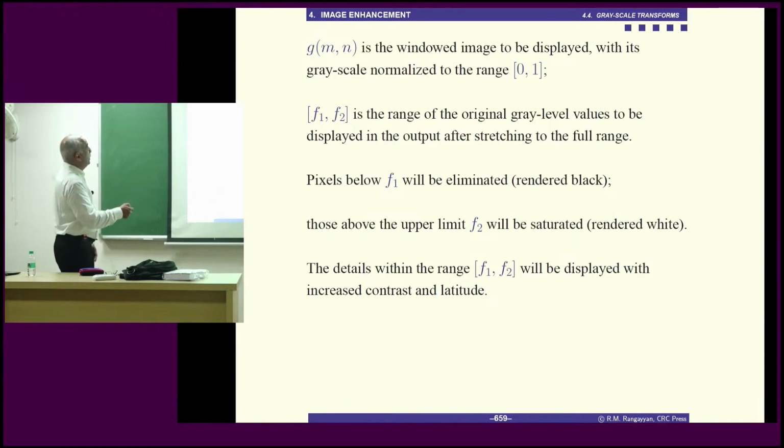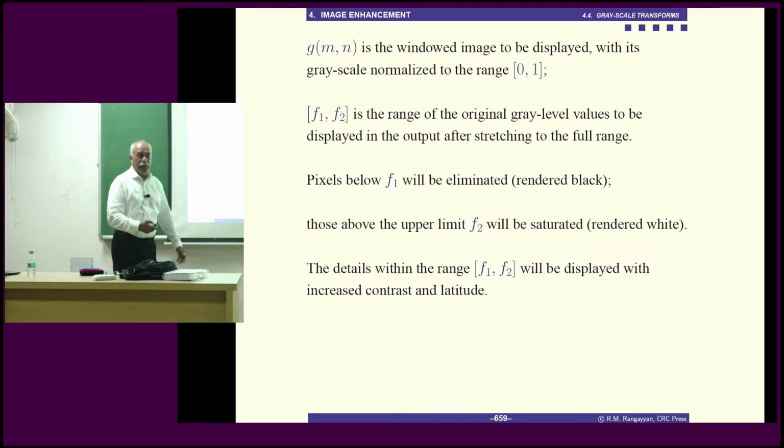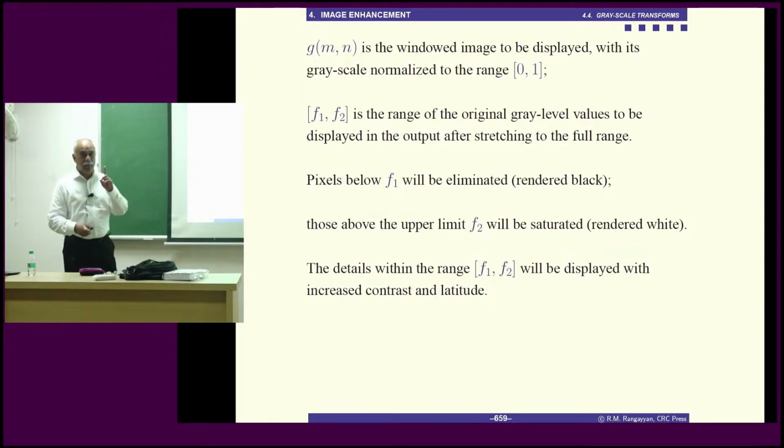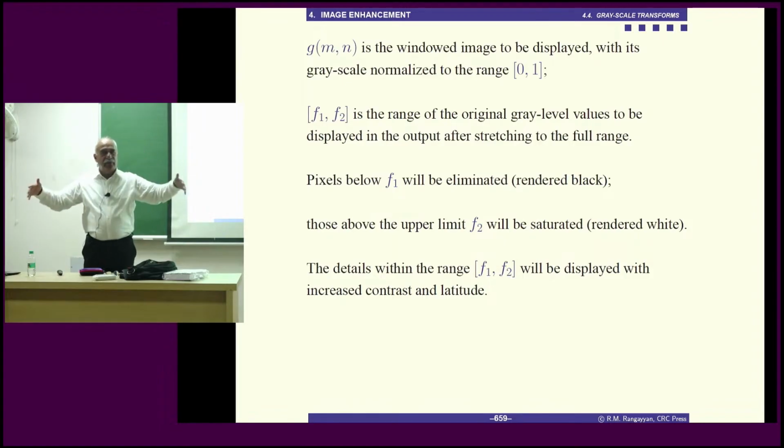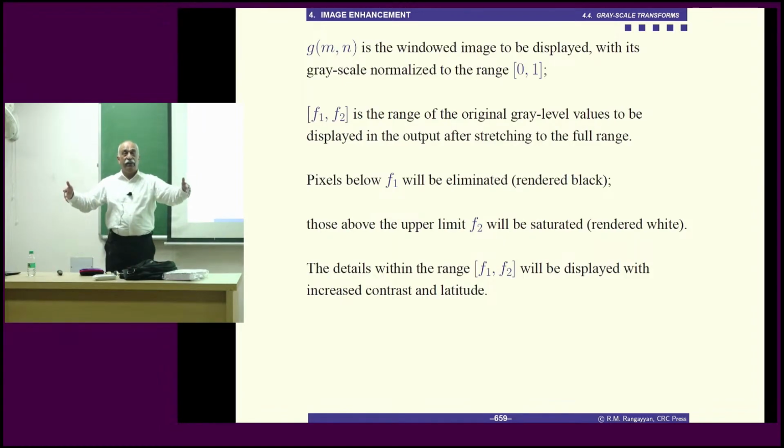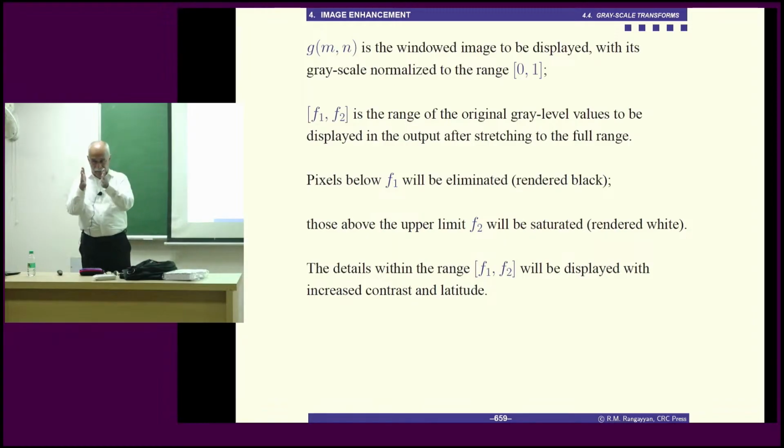So G(m,n) is the windowed image with the grayscale normalized to 0 to 1. F1 to F2 is a range selected for display. Pixels below F1 will be eliminated, made black. Above F2 will be saturated and shown as white. Details within the range F1 to F2 will be displayed with increased contrast, but it depends. What is that range? If your display range is 0 to 255, if you choose minus 500 to plus 500, a range of 1000, then you are compressing. If you choose a small range like 0 to 50 or 0 to 80, and then expand to 0 to 255, you're getting better contrast. So it's up to you as to what you want to do.